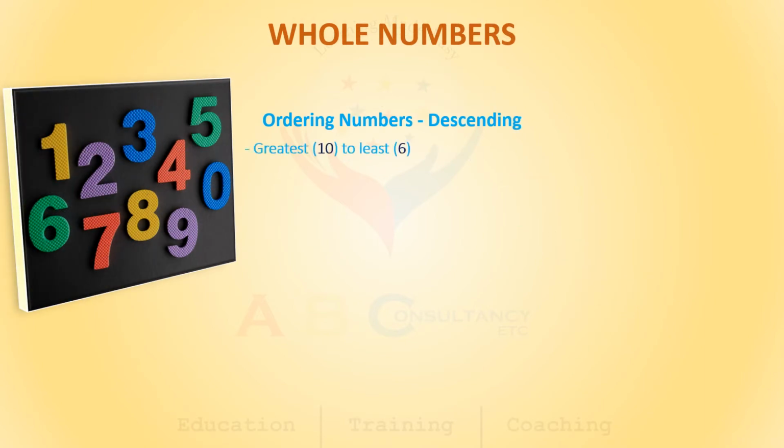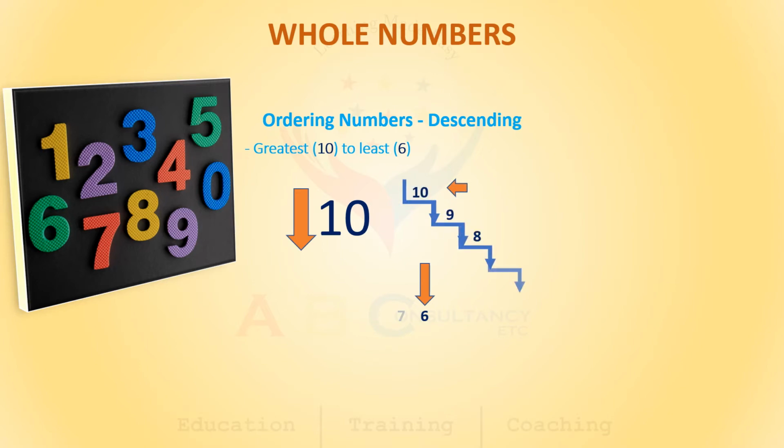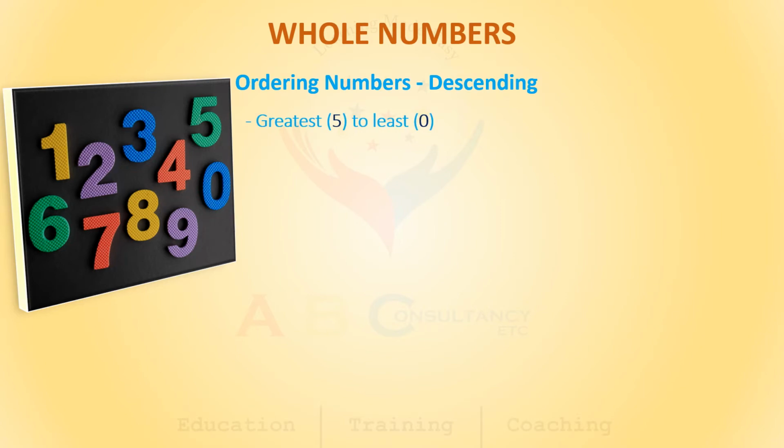The highest numbers appear first, followed by the lowest ones in descending order.